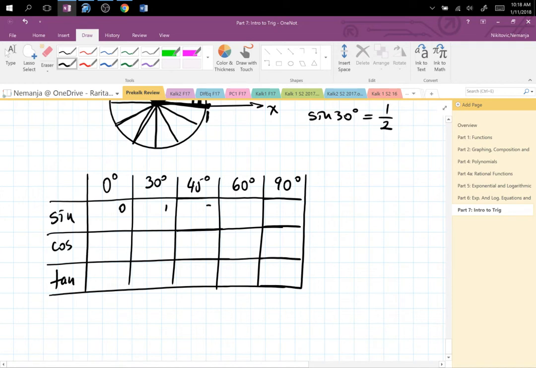0, 1, 2, 3, 4. Divide by 4 everywhere. And take the square root of the whole thing. And you're done. So, to find all trig values for these angles, you must set it up: 0, 30, 45, 60, 90, which are actually the only ones that we care about. And then you simply count 0, 1, 2, 3, 4, divided by 4, and take a square root.